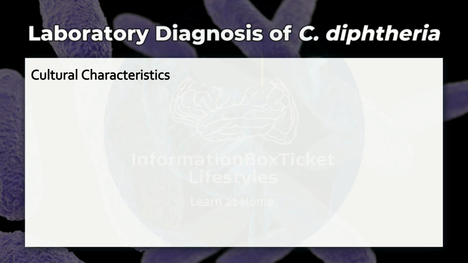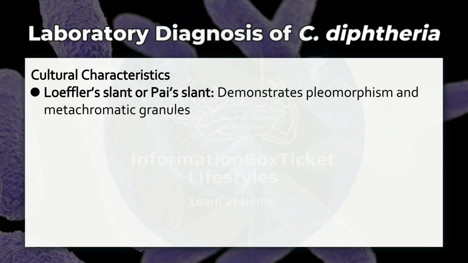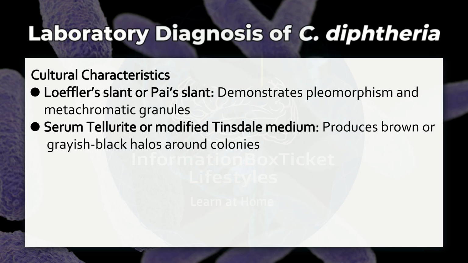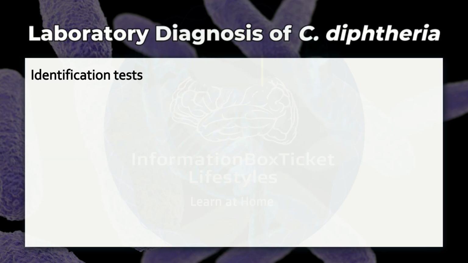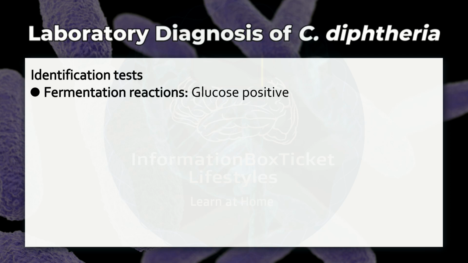Cultural characteristics. Loeffler's slant, or Pai's slant, demonstrates pleomorphism and metachromatic granules. Serum tellurite, or modified Tinsdale medium, produces brown or grayish-black halos around colonies. Blood agar plate, BAP, after 24 to 48 hours at 37 degrees Celsius, shows small, gray, translucent colonies with a small zone of beta hemolysis. Identification tests. Fermentation reactions.